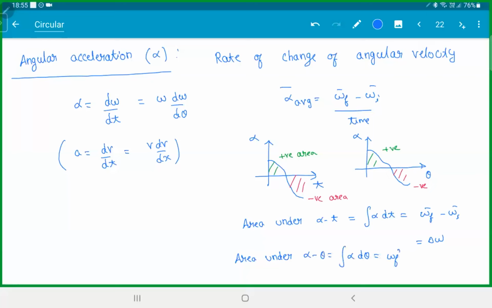This gives you omega final square minus omega initial square is 2 alpha theta, like v square minus u square is 2as. Hope you remember, everyone. Yes, sir.